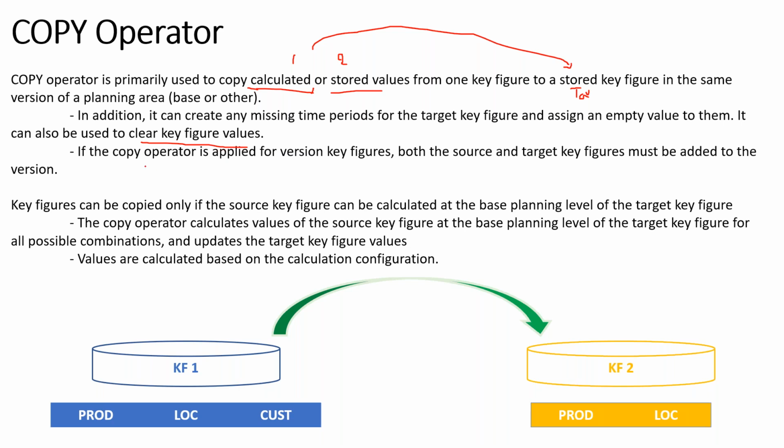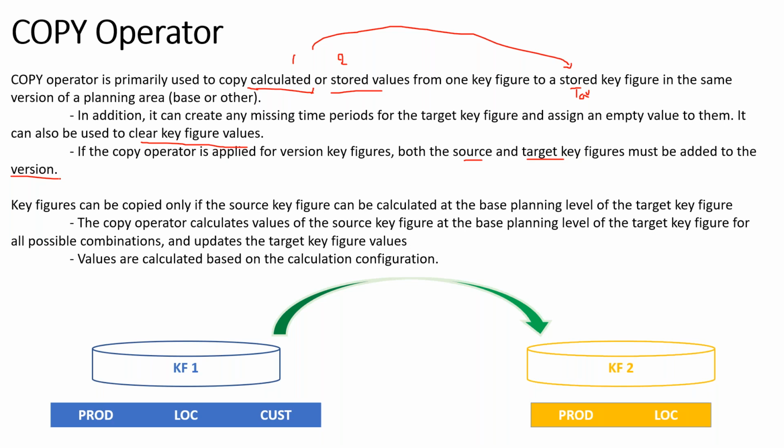So if you want the copy operator to be applied for version specific key figures, both the source and the target key figures must be added to the version, right? So you can very well copy the calculated final capacity to the final available capacity, and both are in the upside version, and you can very well create a copy operator for it, and then you can run it in the same version but not between the versions.